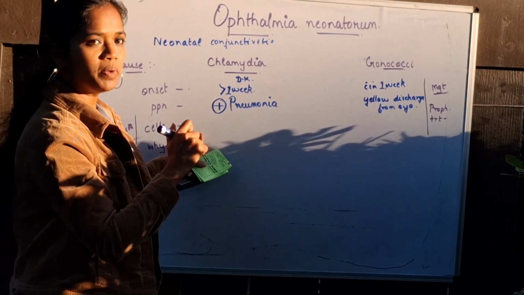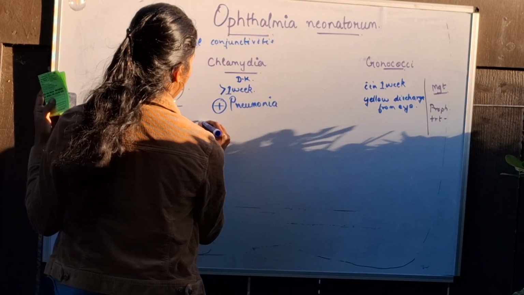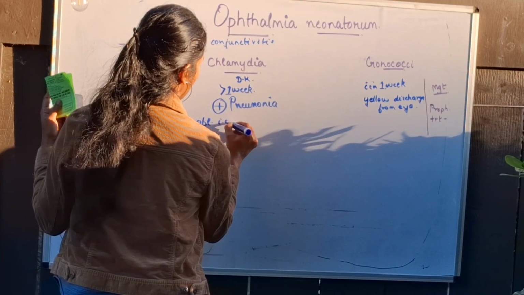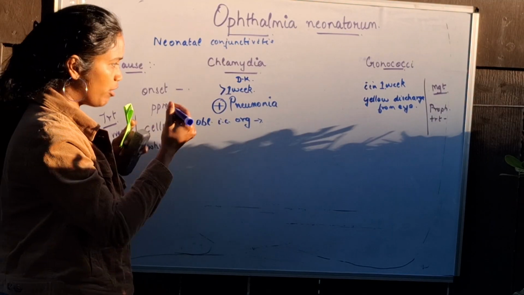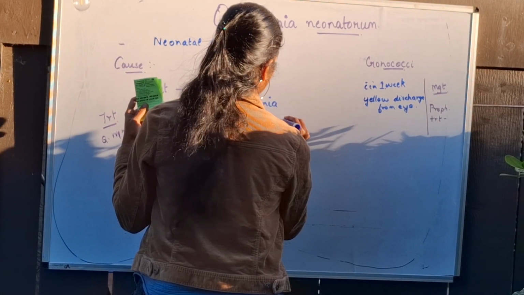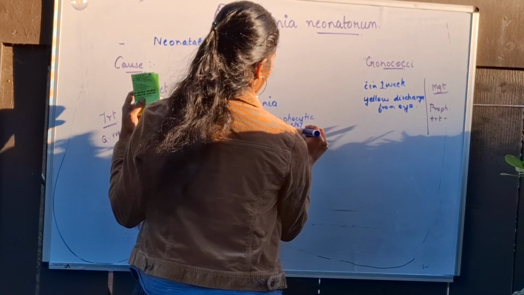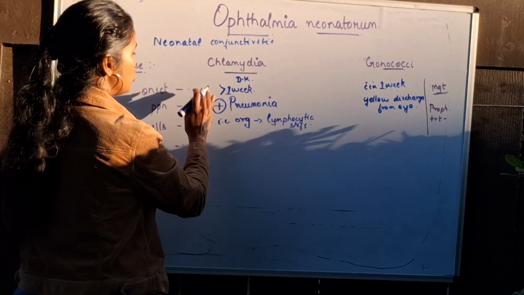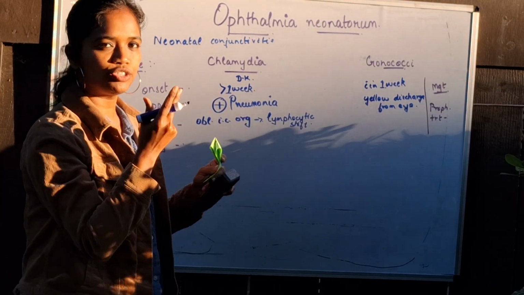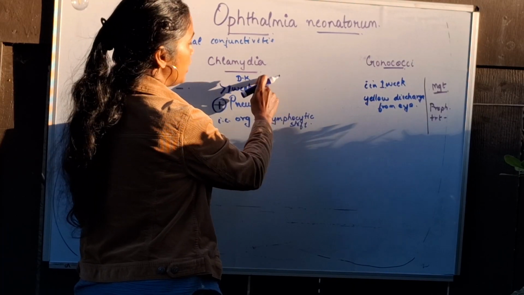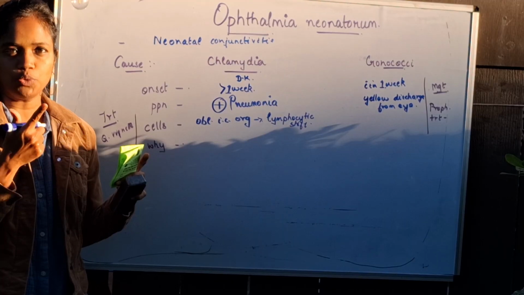Now, how will the cells be in Chlamydia trachomatis? Chlamydia as such is an obligate intracellular organism. So, any intracellular organism is going to behave like a virus. Therefore, there will be lymphocytic shift in Chlamydia trachomatis. Why? This is because the organism per se is obligate intracellular. Now you can differentiate whether it is Chlamydia or Gonococci with these two main symptoms, like what is the onset and whether it is associated with pneumonia.